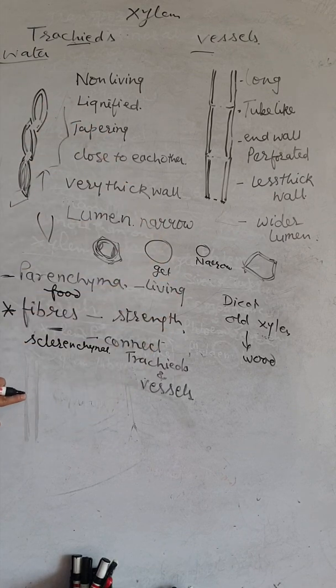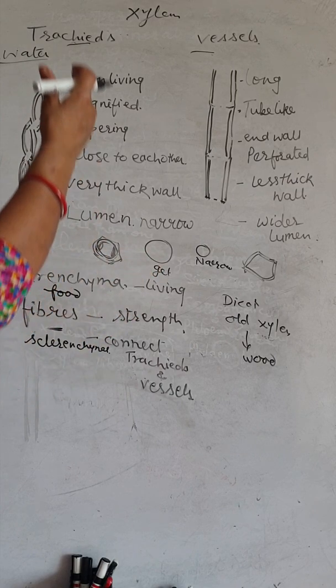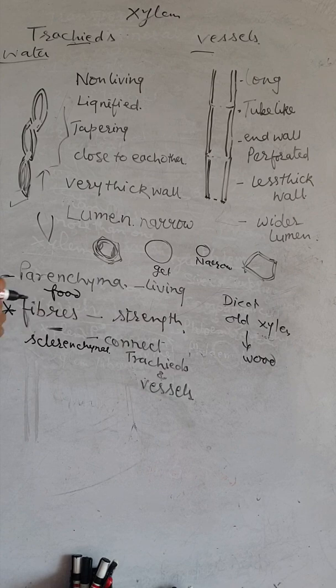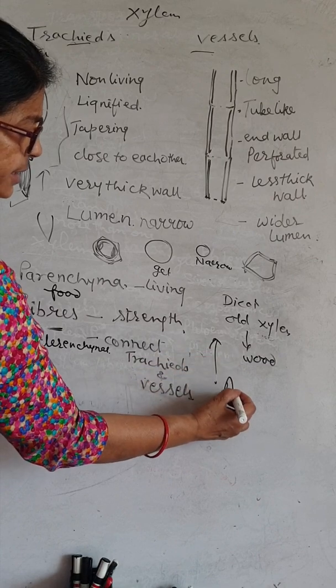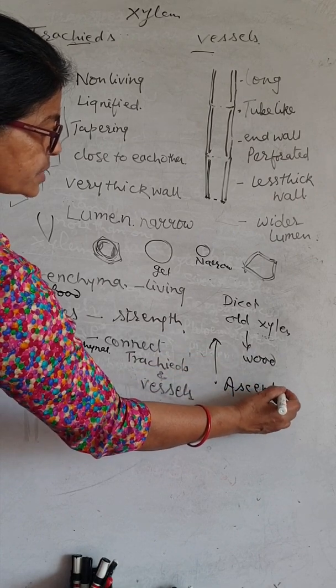So these are the components: tracheids, vessels, xylem parenchyma, xylem fibers. The tracheids, vessels and fibers are the non-living cells of the xylem. Parenchyma is the only living cells of the xylem. The main function of xylem is to transport water absorbed from the soil in the upward direction. The movement of water in the plant is called ascent of sap.